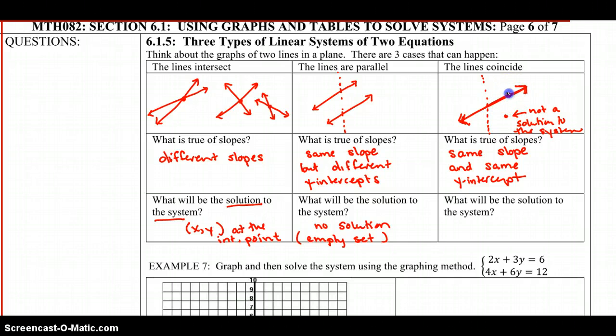However, if we take a point that's on the coinciding lines, like this one, this point is a solution to the system because it falls on the graph of both equations, and so it must be a solution to both equations in the system. So in this case, the solution to the system will be all ordered pairs, all x, y on the coinciding lines. Okay, so that part's important. It's not just all x, y, but all x, y on those coinciding lines.